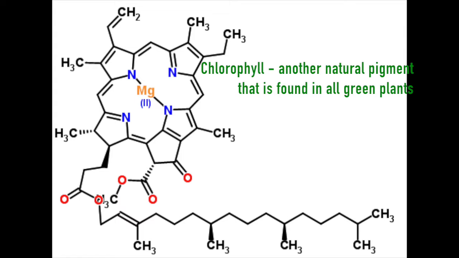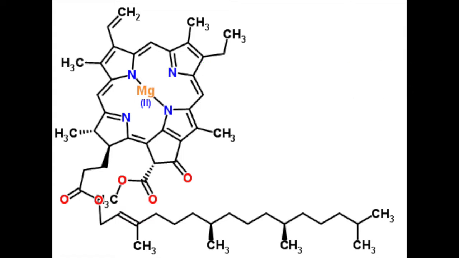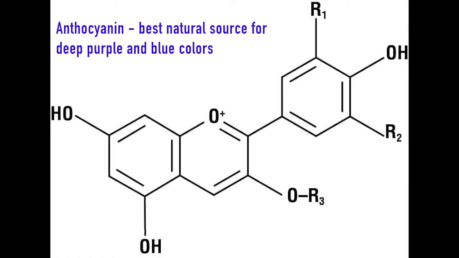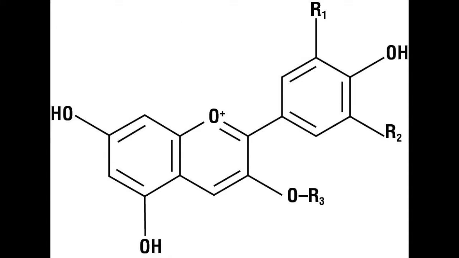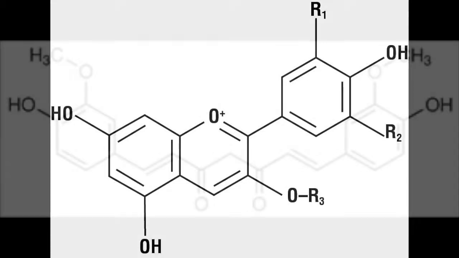Chlorophyll is another natural pigment found in all green plants. It absorbs sunlight and uses its energy to synthesize carbohydrates from carbon dioxide and water, known as photosynthesis. Anthocyanin is the best natural source for deep purple and blue colors. It can be found in grapes, blueberries, and cranberries. The chemical compound which is shown here is soluble, meaning it can be dissolved in water. So it is used to color water-based products such as blue corn chips, brightly colored soft drinks, and jelly.